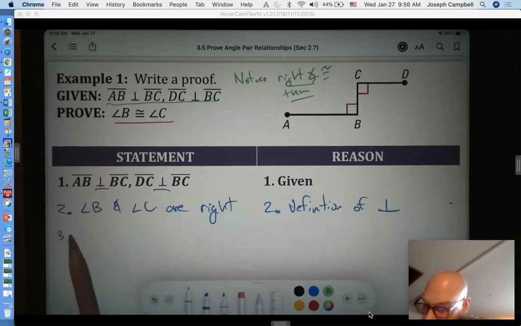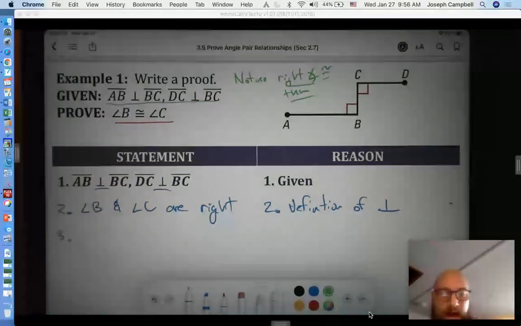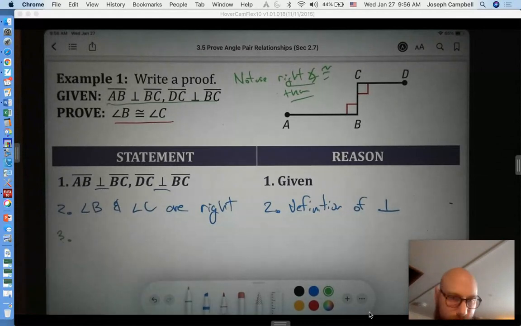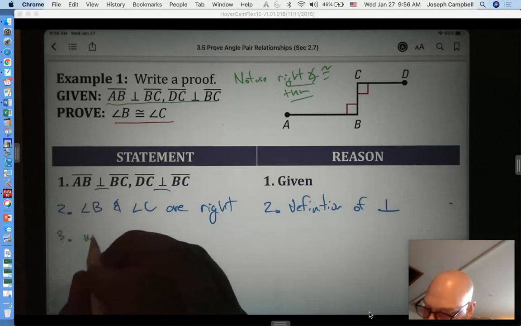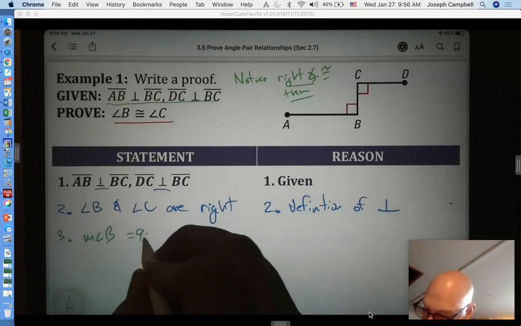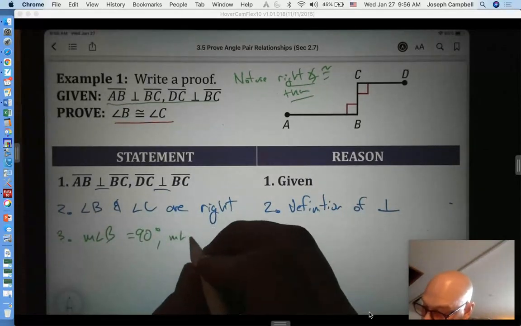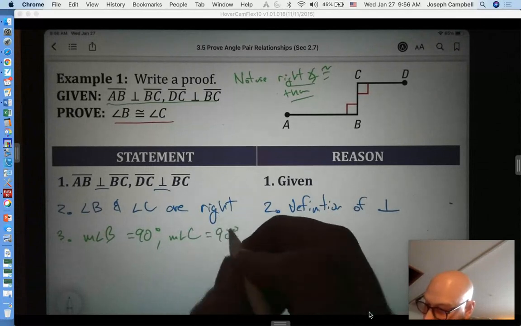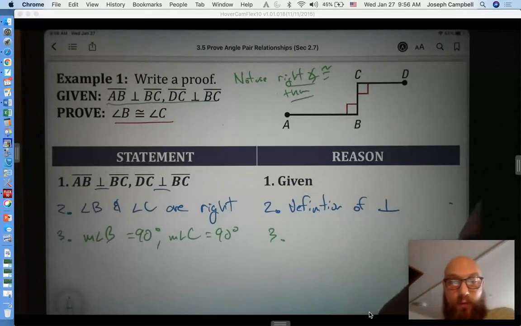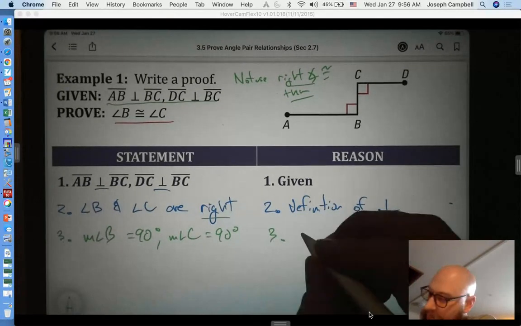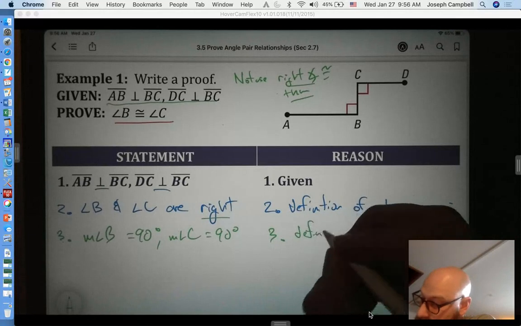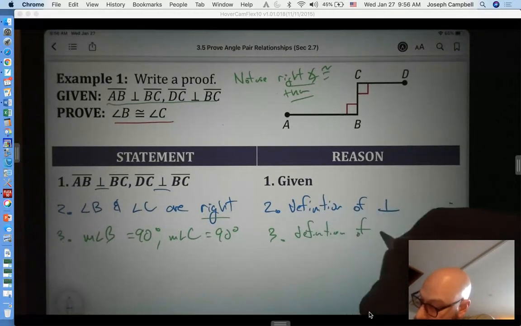What is a natural consequence of B and C being right? What else can I say? Can I get into algebra land, into equation world? Yeah. If B and C are right, what do they equal? They equal 90 degrees. So the measure of angle B is equal to 90, and the measure of angle C is equal to 90 degrees, right? How did we know that? Well, I know what the word right means. Right means to be 90 degrees. So the definition of right.